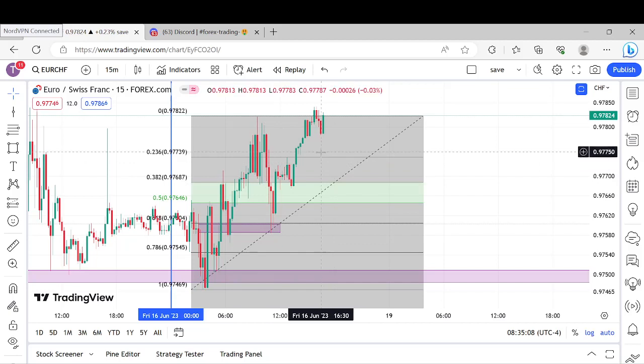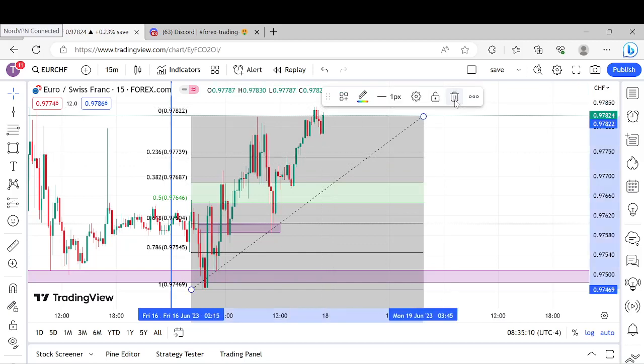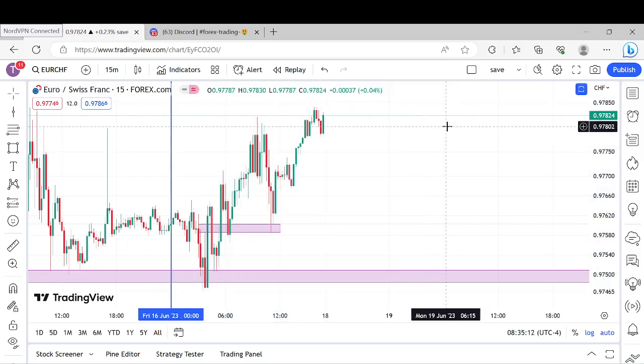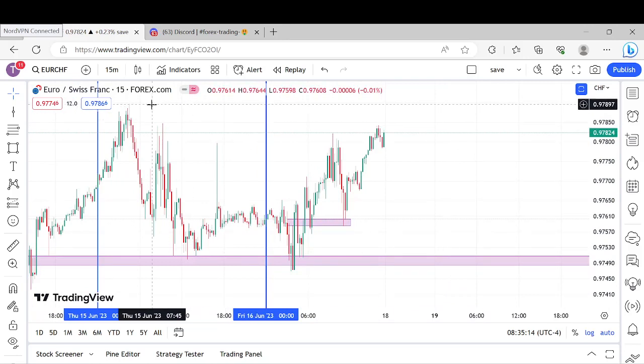So I marked it in, and clearly I didn't get my full PT on this. My full PT was previous day's highs, which I do think it's likely going to hit. But I don't want to hold through the weekend. It ain't something I'm trying to do. A lot can happen over the weekend.